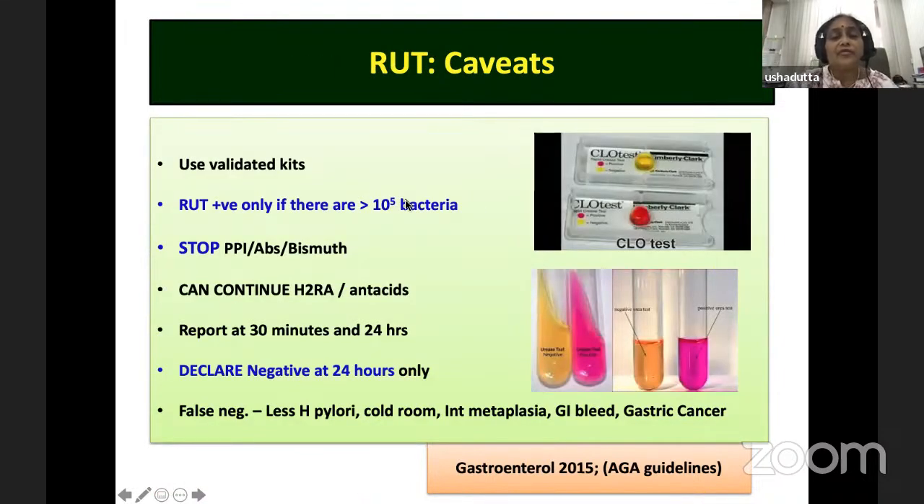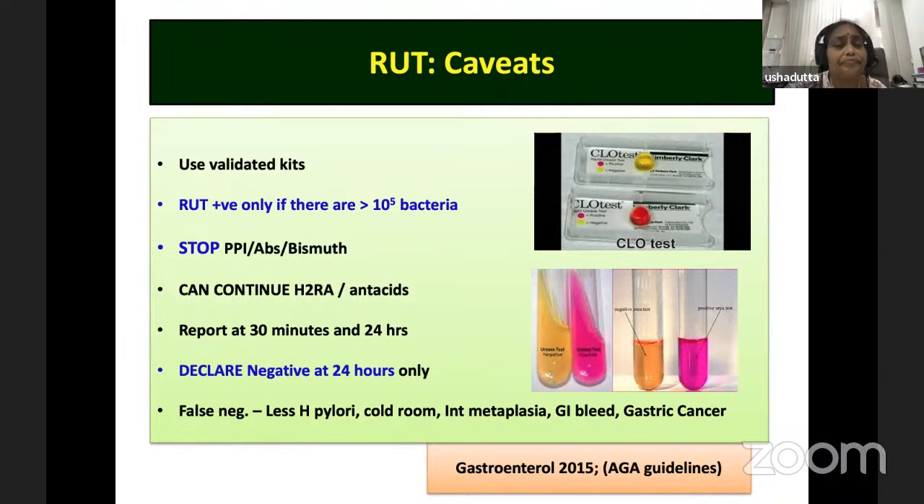Rapid urease test is a very important addition to every endoscopy suite, where we should use validated kits. All of us should remember that RUT is positive when there are more than 10 to the power 5 bacteria. So in a patient who's on PPI, or who has recently received antibiotics, the amount of bacteria in the stomach may be less than 10 to the power 5, and hence your RUT may be false negative. So a negative RUT does not exclude H. pylori, because we have found that patients with negative RUT are actually H. pylori positive on PCR tests. So we have to be very careful to say that negative RUT is H. pylori negative.